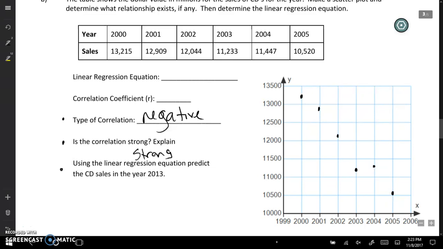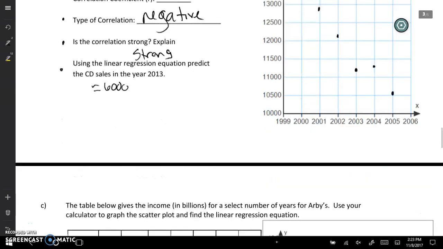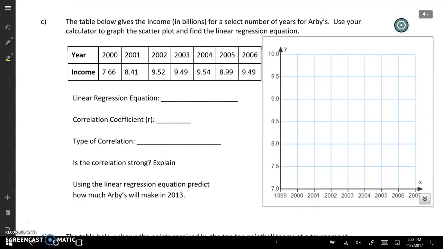And then predict in 2013. So 2013 is another 8 years after what we have, and it's still going down. I'm guessing maybe around 6,000 or so. Just roughly, we'll guess and see from there. Okay, try the next one. See what you got.